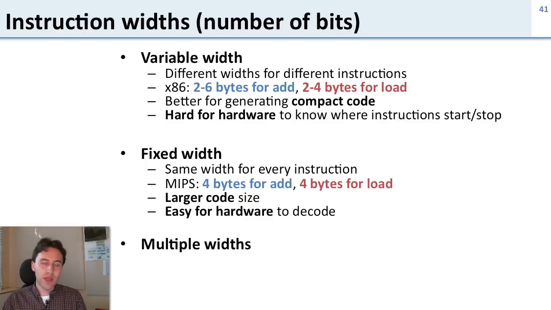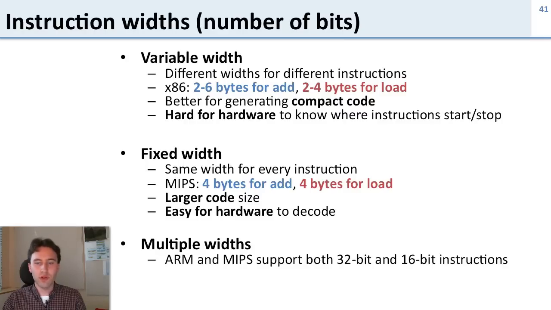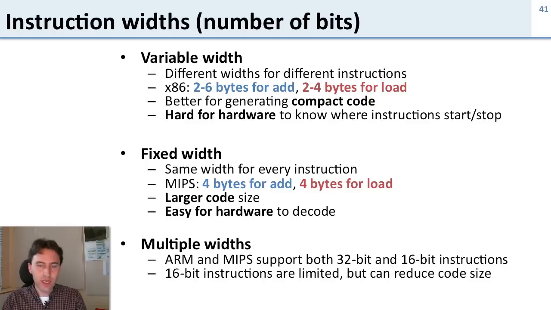And of course, to make things complicated, you can also have multiple widths. So ARM and MIPS both support 32-bit and 16-bit instructions. And the reason they do this is so that they can reduce code size. So if you're building a printer and you want to put an ARM or MIPS processor in there, and you can make your code half as big by using this reduced width, you can then save money on how much storage space you need in your printer.